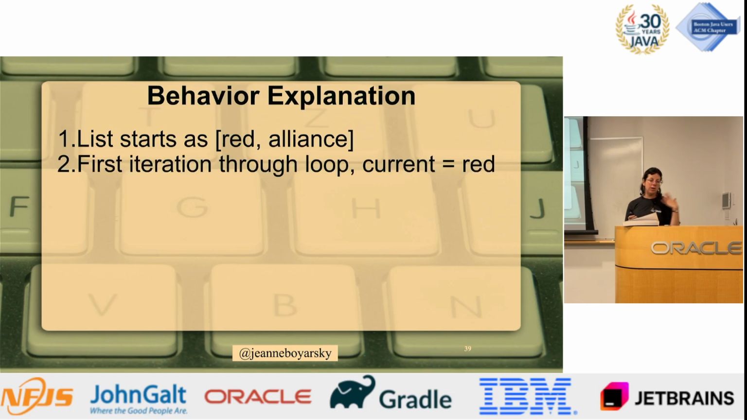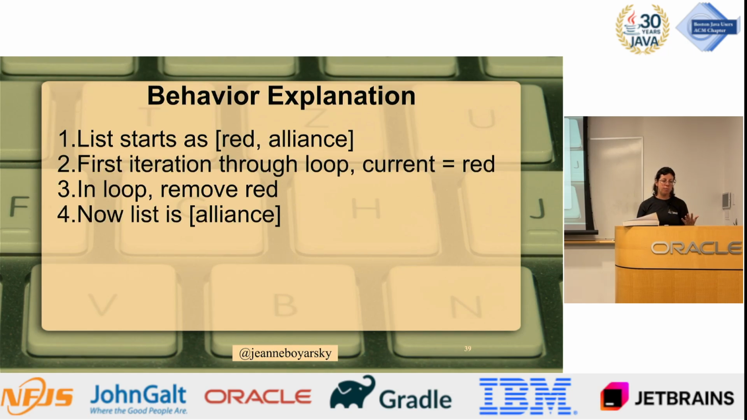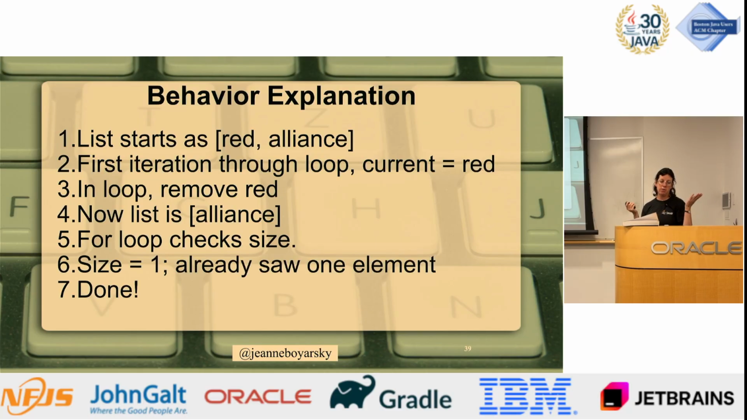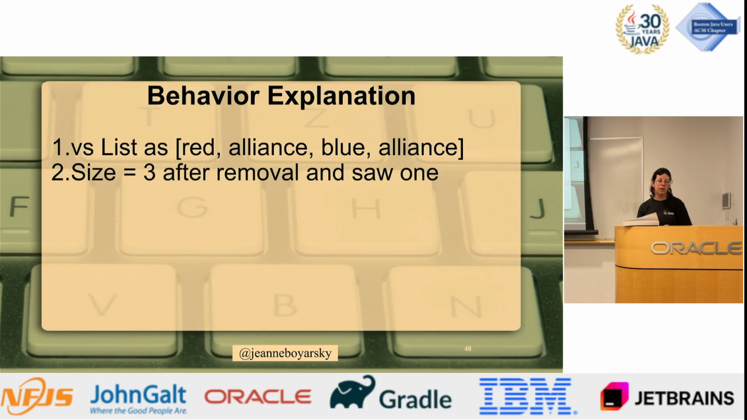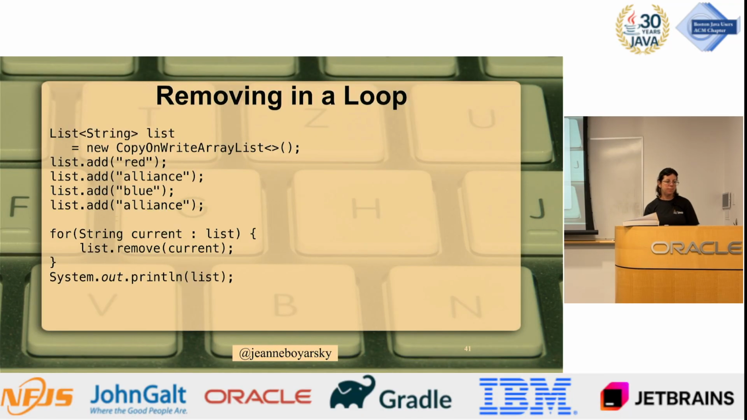So we talked about it goes through the first time it's red, it removes red. Now it's alliance. The for loop checks the size. It saw the element. All done. And before it goes through, the size is 3. It's not done, and then it blows up.